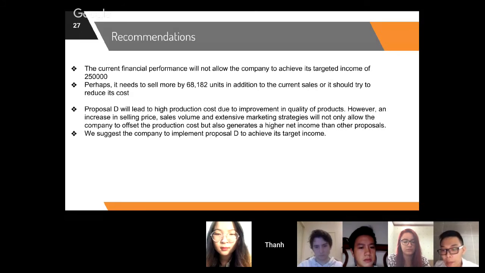Proposal D will incur more costs at the beginning. However, the increase in price, sales volume, and extensive marketing strategy will not only allow the company to offset its costs, but also to generate a higher net income than the other proposals. Therefore, we should aim to implement this proposal in our practice.